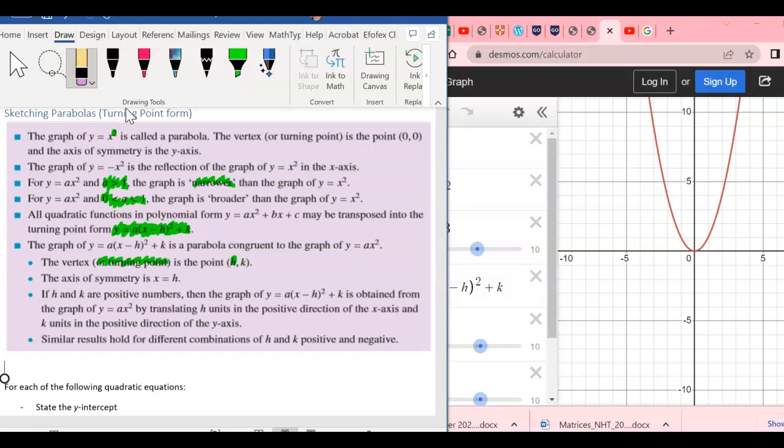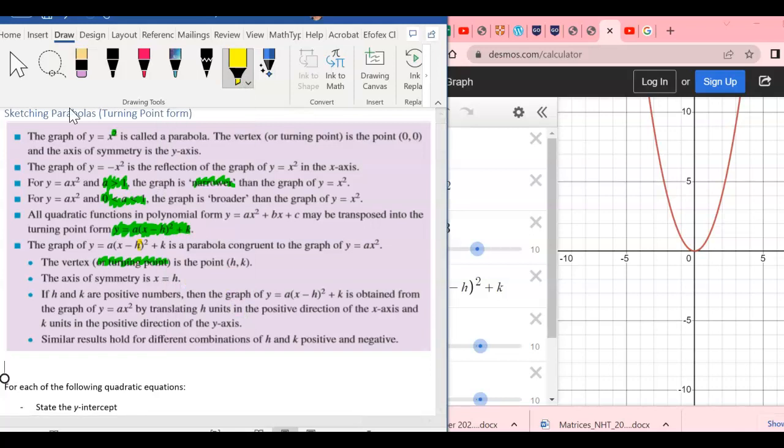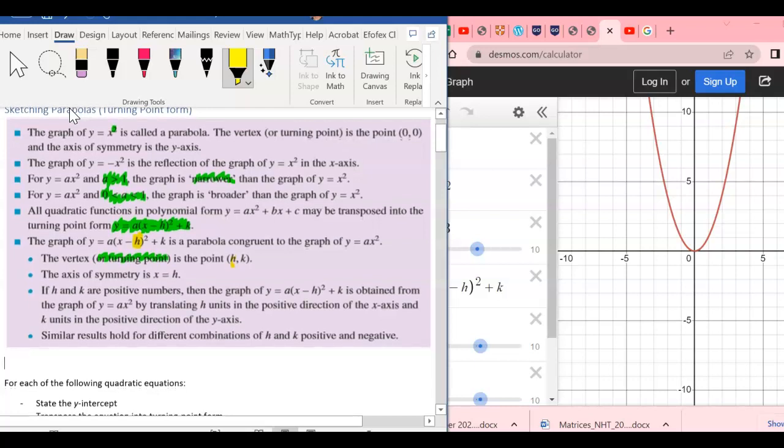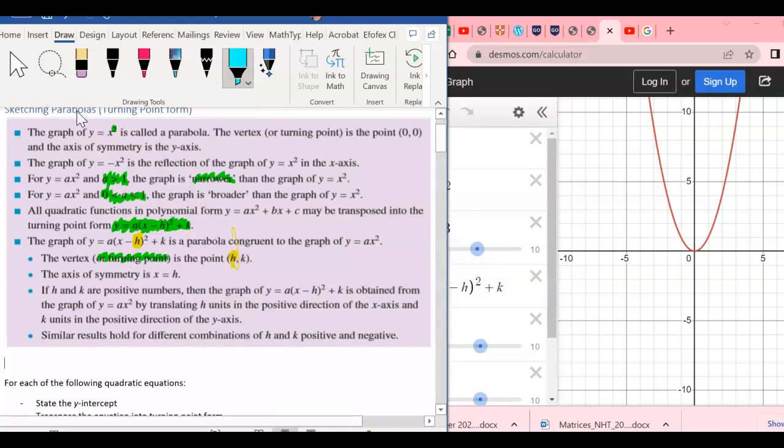So I might just actually rub that out and use different highlighters. So I'm going to use yellow. So see how h is here. That value of h is your x coordinate of the turning point. And let's do k in blue. So k is the y coordinate of your turning point.